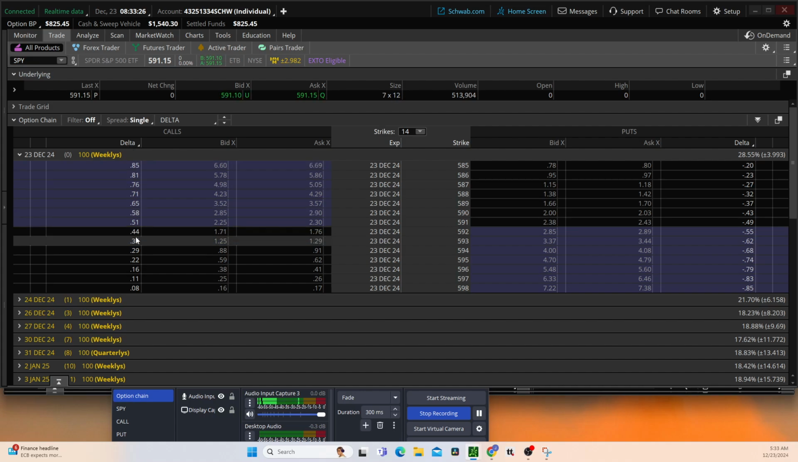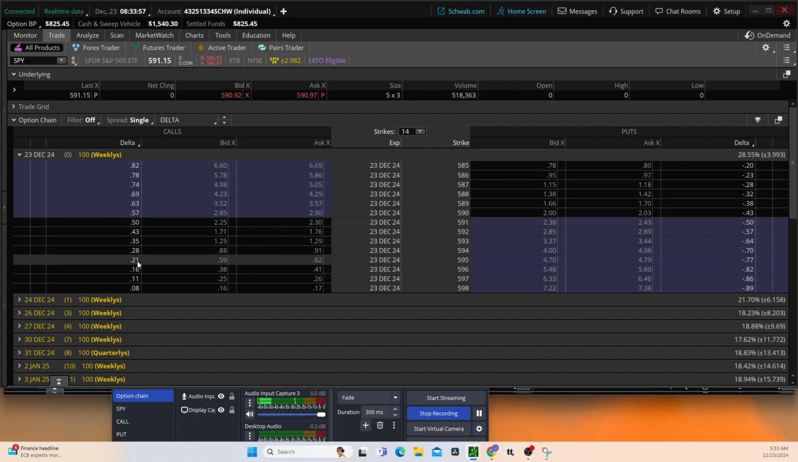Here's Delta. Delta will tell you how fast the option would move based upon the underlying going up or down. One of the reasons why we trade between 40 and 60 cents is because for every dollar SPY moves, which we would call a point, this option would increase by delta.